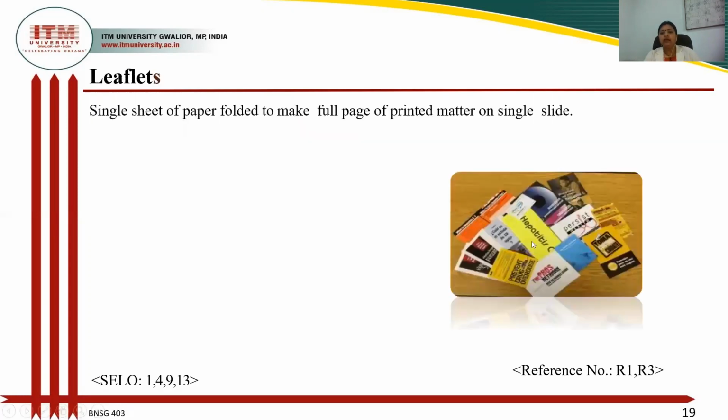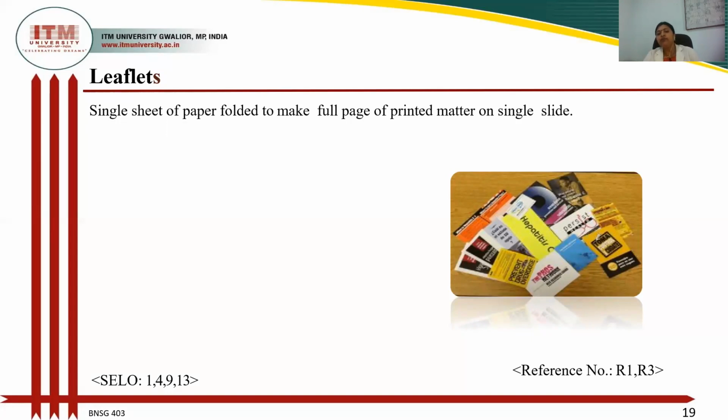Next comes the leaflets. Similar to our pamphlets and the brochure, leaflets are also there. But the difference between the pamphlet and leaflet is that in a pamphlet, both sides are printed, but in a leaflet, it will be a single paper only, either folded or maybe one single full page only, printed on a single side only. So that is the difference between the leaflet and the pamphlet.